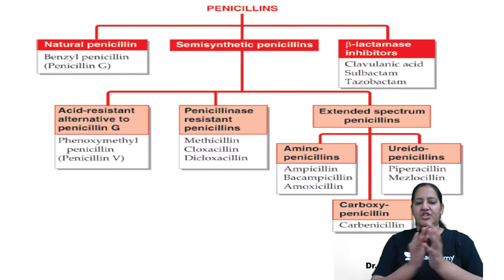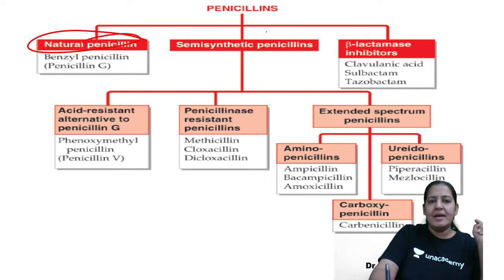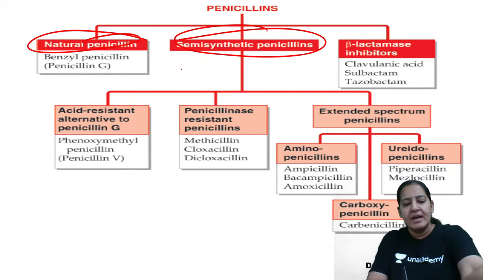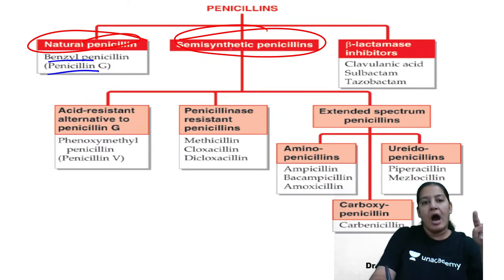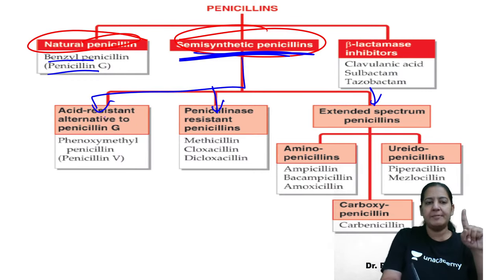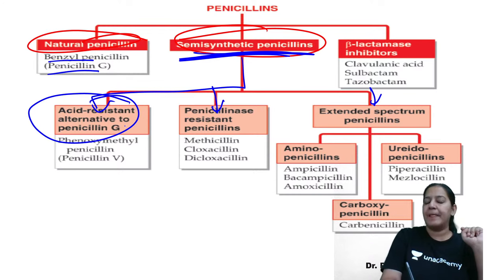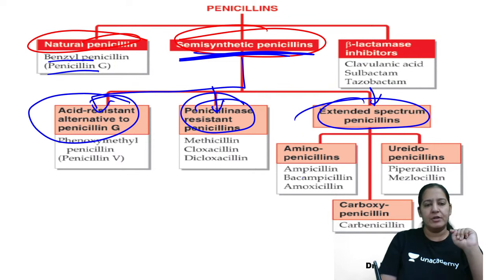Now you tell me the classification. Classification is easy now. You can say natural penicillin and artificial penicillin, right? Natural penicillin is only one, benzyl penicillin or penicillin G. That's it. Artificial penicillin, the semi-synthetic, is of three types. You already know the three types. What are the three types? Acid-resistant penicillin, penicillinase-resistant penicillin, and extended-spectrum penicillin. Right, you got my point.